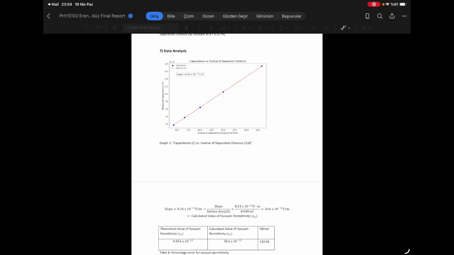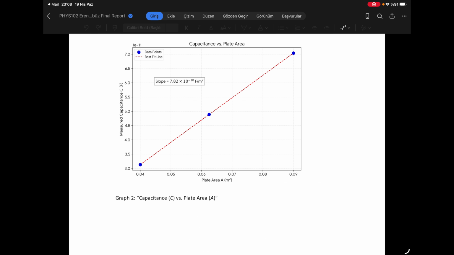As the inverse distance increased, our capacitance linearly increased. This highly linear best fit line perfectly verifies our theoretical formula, showing an inverse relationship between capacitance and distance. We observed a percentage error of 132.66%. Moving on to graph 2, we analyzed how changing the plate area affects capacitance while keeping the distance constant at 0.03 meters. You can clearly see on the graph, this forms a perfect linear relationship, successfully proving that capacitance is directly proportional to the surface area of the plates.